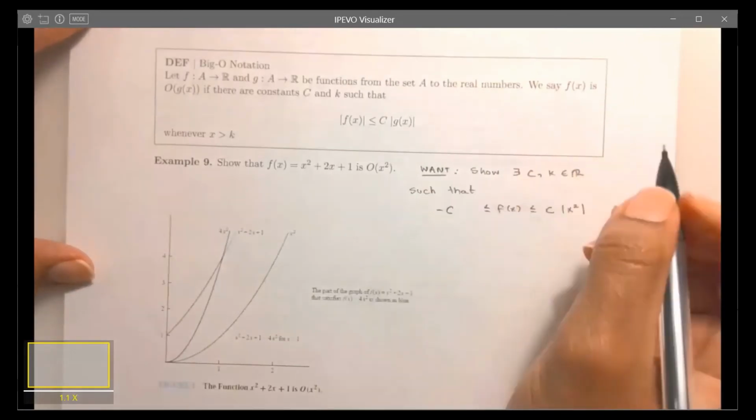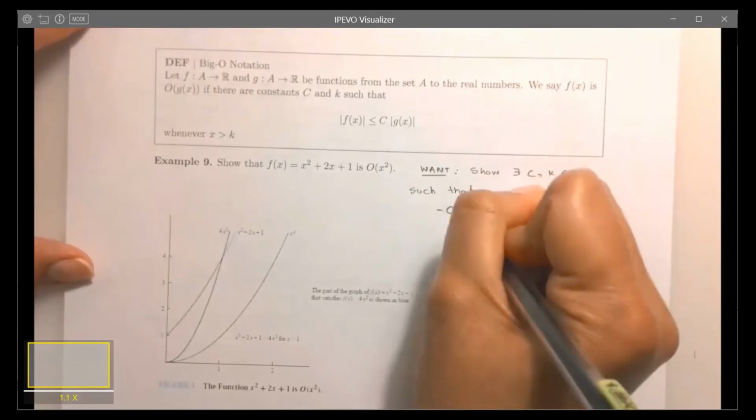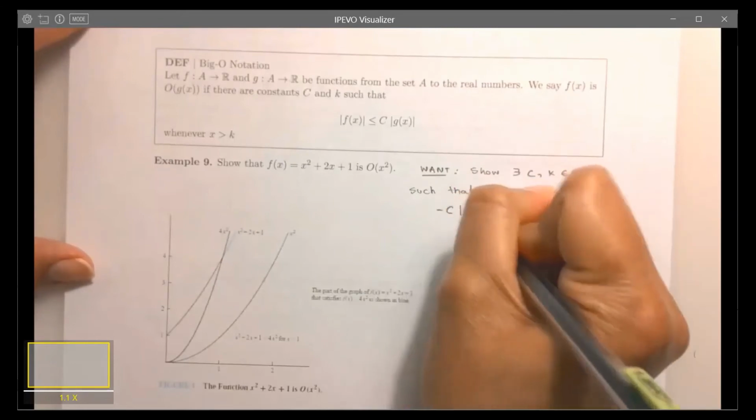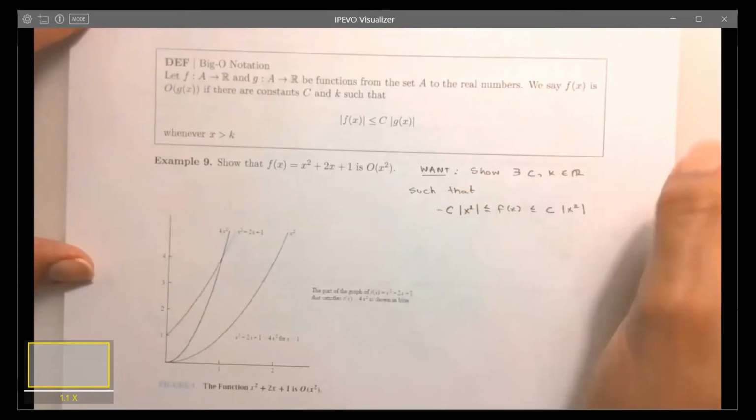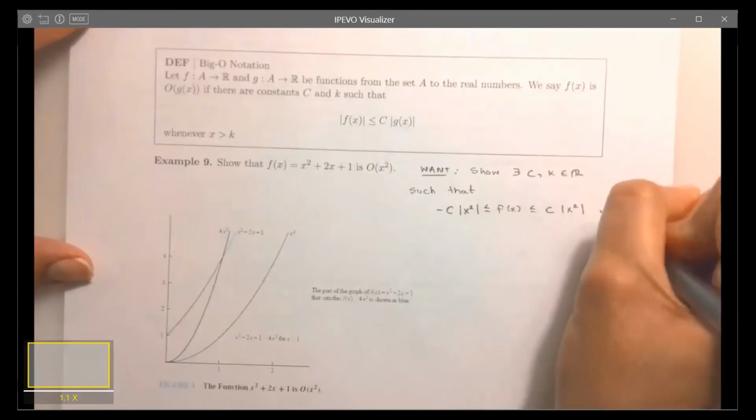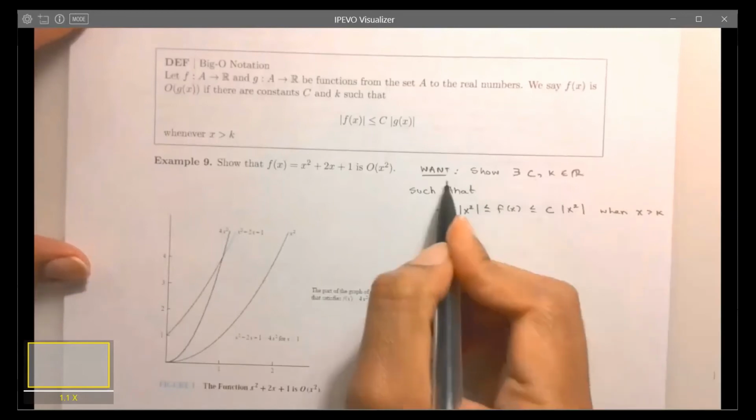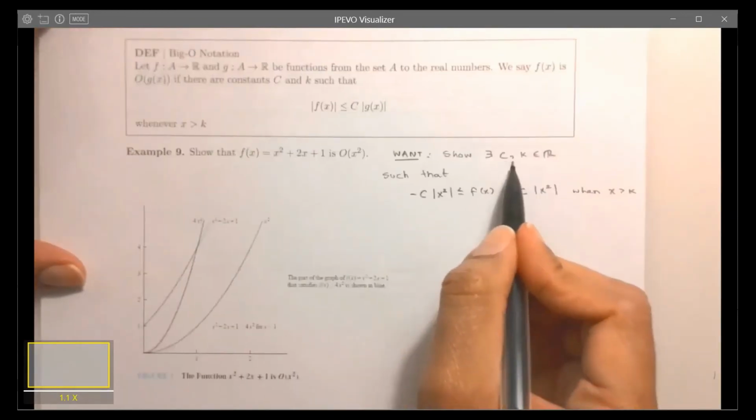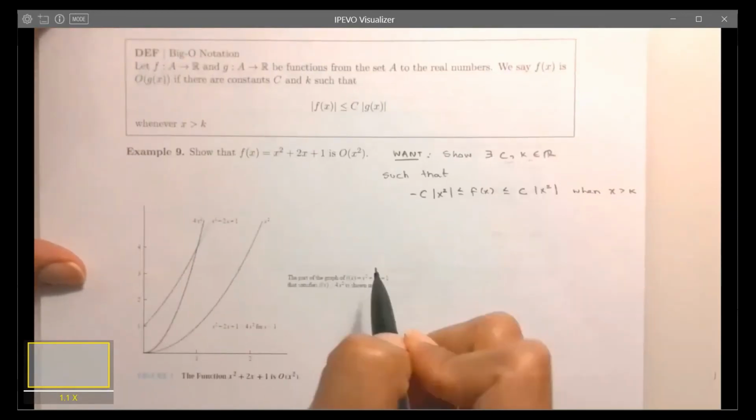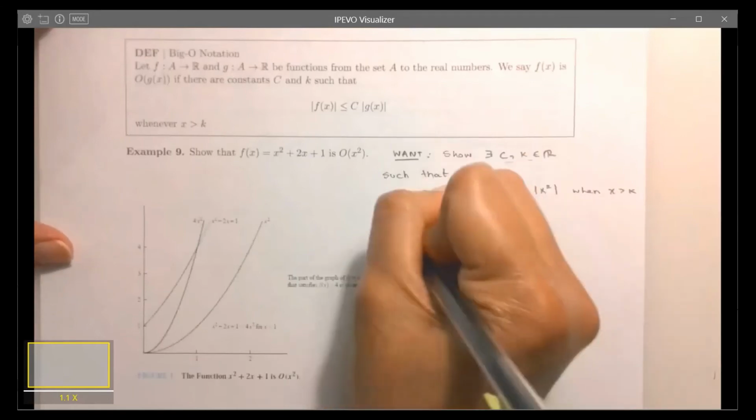And then it's going to be greater than or equal to negative c times absolute value of x squared. And this is whenever x is greater than k. So that's what we want to find out. What are those c and k that make this a true statement? Okay. So here's our work.